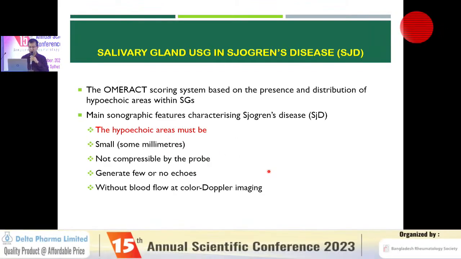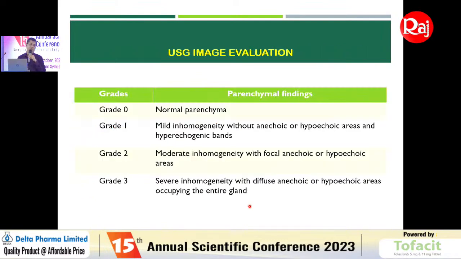In ultrasonography, we should have some findings: there should be some inhomogeneity and hypoechoic areas. These hypoechoic areas should be small. Large ones indicate malignancy or lymphoma. They should be non-compressible. And finally, there should not be increased blood flow at the color Doppler imaging. If the flow is increased, it also indicates malignancy. So there is a grading. Grade 0 is normal parenchyma.